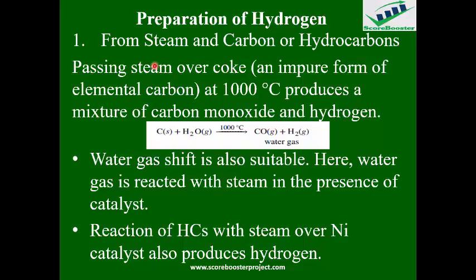Coke is a form of carbon. So when steam is passed over coke at a high temperature, up to around 1000 degrees C, there is going to be a mixture of carbon monoxide and hydrogen, because carbon is very good at reducing oxides. So when carbon reacts, it takes the oxygen away from the hydrogen. So carbon becomes carbon monoxide, then hydrogen gas is formed. This particular gas is what is called water gas.